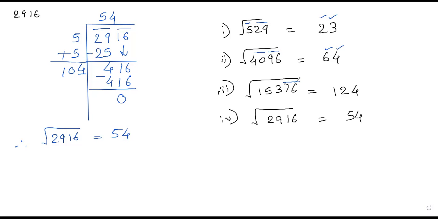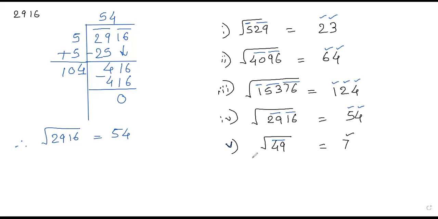Here 1, 2, 3 bars. So 3 digits. Here 2 bars, so 2 digits. Am I right? If I would write the square root of 49, how many bars will come over 49? Only 1 bar. And we know the square root of 49 is 7. 1 bar, so 1 digit. Am I right?